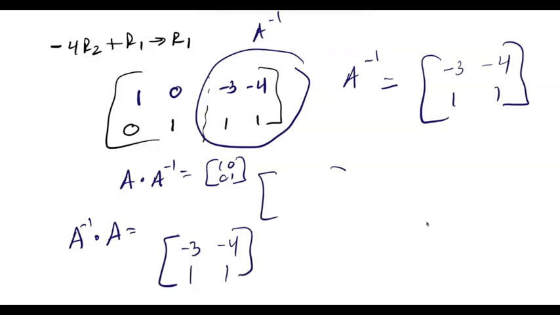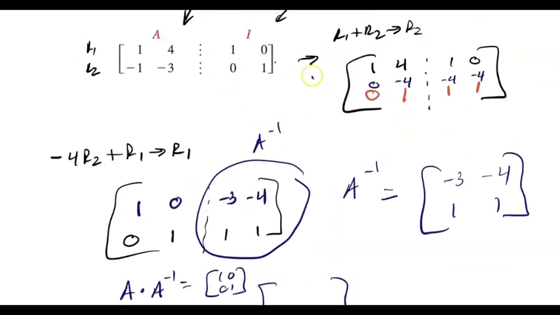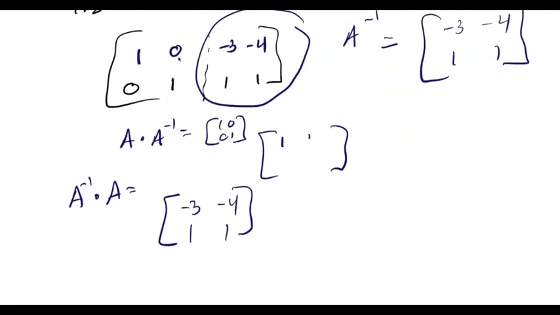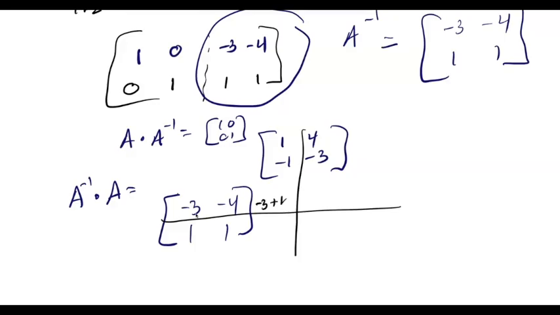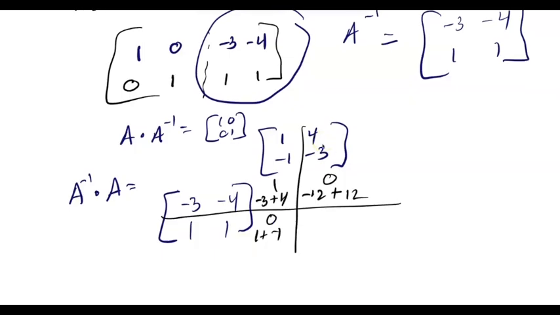Then we'll multiply our original A, which is 1, 4, -1, -3. Like that. Let's multiply these two. Multiply the first two. 1 times -3 is -3 plus 4. That's 1. Then we have 4 times -3 is -12 plus -3 times 4 is 12. So you get 0. Down here we're going to get 1 times 1 plus -1 times 1, 0. And then we're going to get 4 minus 3, which is 1. We do get the identity. 1. So they are inverse.